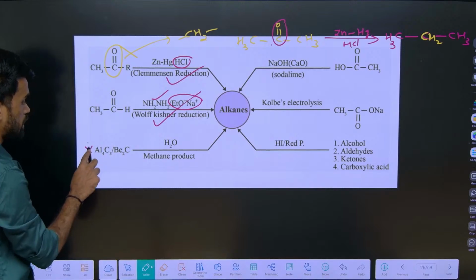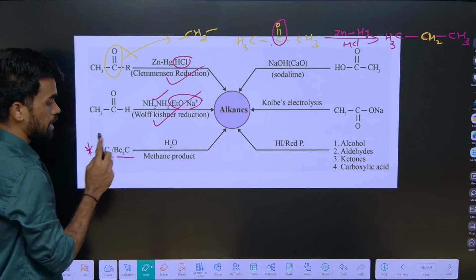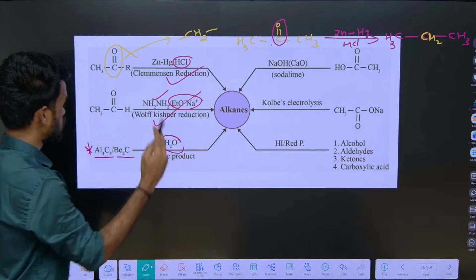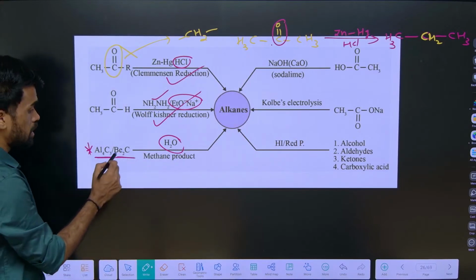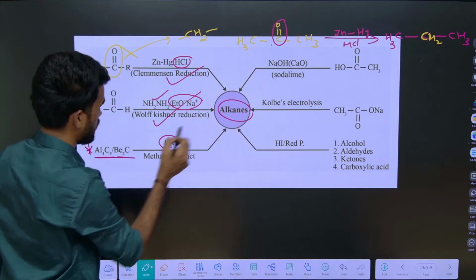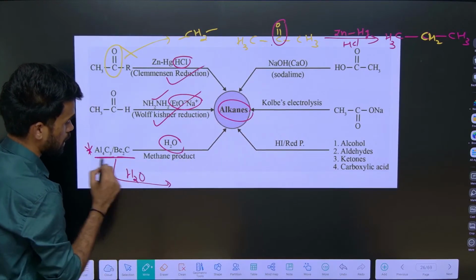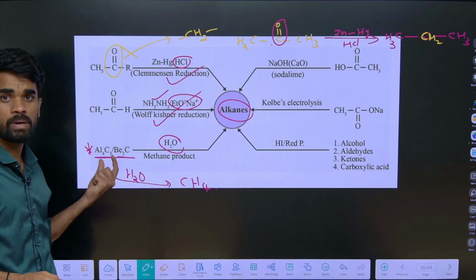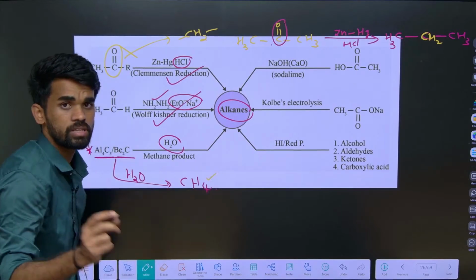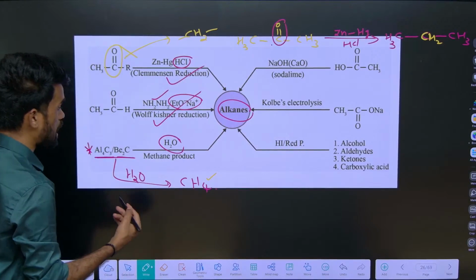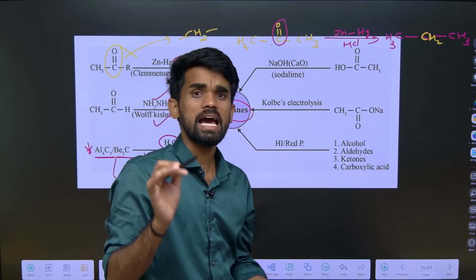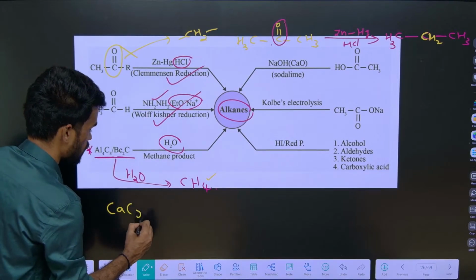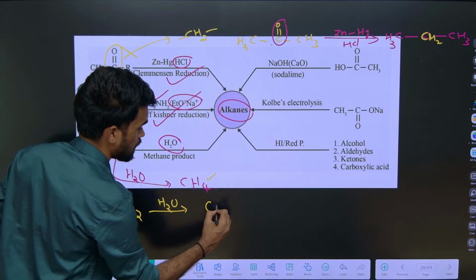One more important thing is carbides, like aluminum carbide and beryllium carbide, which upon hydrolysis give the respective alkane. These carbides upon hydrolysis give methane as the major product. So what is the product formed upon hydrolysis of aluminum carbide and beryllium carbide? It is methane. This is a standard question, you should remember it. We can also have other carbides, like calcium carbide. Calcium carbide upon hydrolysis gives acetylene, or ethyne, you can say.